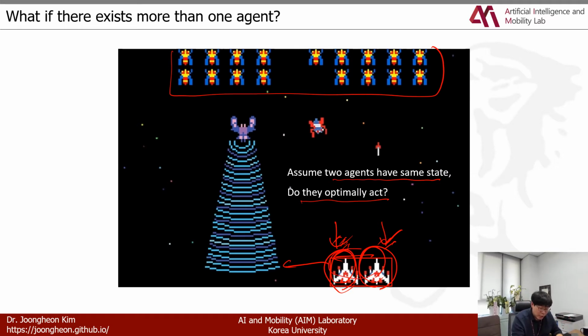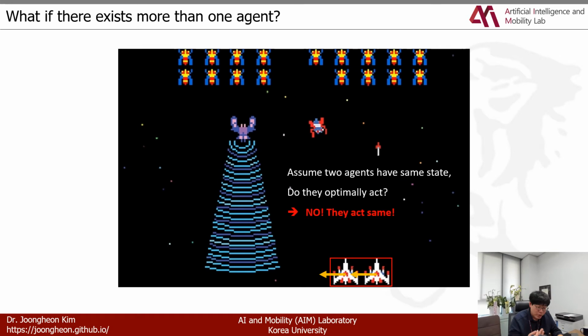But in that case, they will be identical, which means that if this one moves to the left-hand side, this one also goes to the left-hand side. If this one goes to the right-hand side, this will go to the right-hand side, because they have the same reward function and the same state information. That's why they will act identically. Okay, but there is no meaning in terms of a multi-agent system because they act the same.